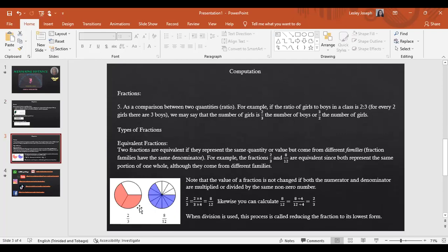When we are dealing with equivalent fractions, 2/3 of this circle is always going to be equal to 2/3 of this circle, regardless of how many parts this circle is divided into. And likewise, 8/12 of this circle is going to be 8/12 of this circle, regardless of how many parts it is divided into. The value of a fraction is not changed if both the numerator and the denominator are multiplied or divided by the same non-zero number.